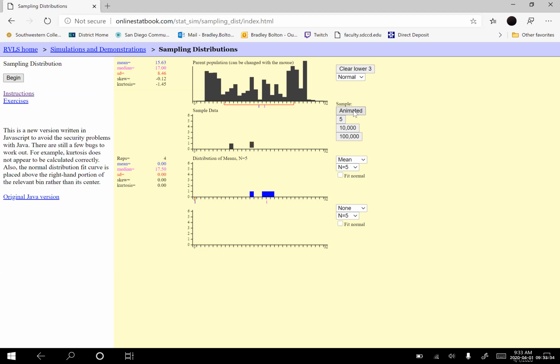I'll do it a few more times just so you guys can get the hang of it. I'm just animating this over and over again. The third graph is the important one. The third graph is the one you want to watch.